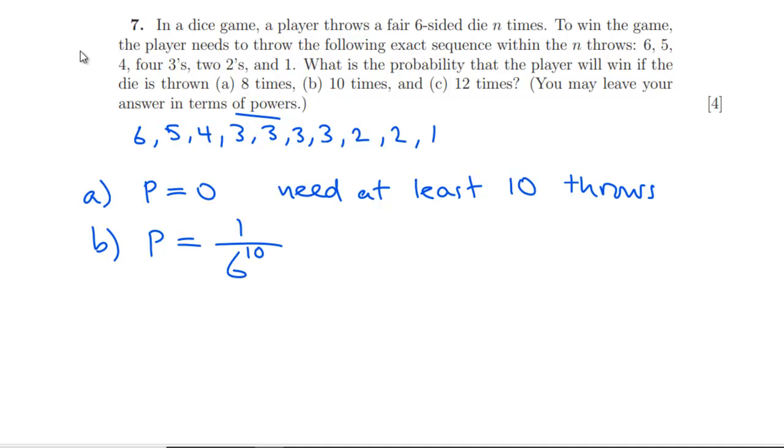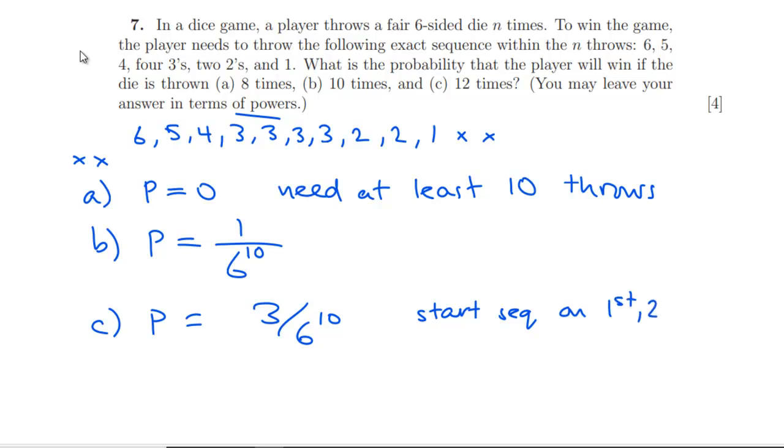Yeah, right. And then 12 times. So you've got 2 more throws that can come in. So we can either do 2 more at the end or 2 more at the start or 1 at either end. So you've got 3 more options. So it's going to be 3 over 6 to the 10, because you could start your sequence on first, second, or third throw, and then it's the same chance of actually getting the sequence then. So we're 3 times up.